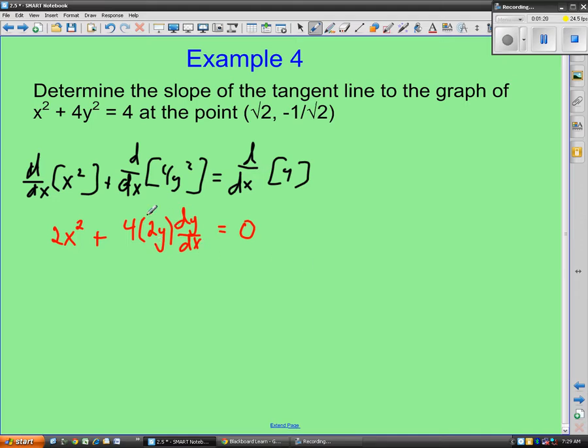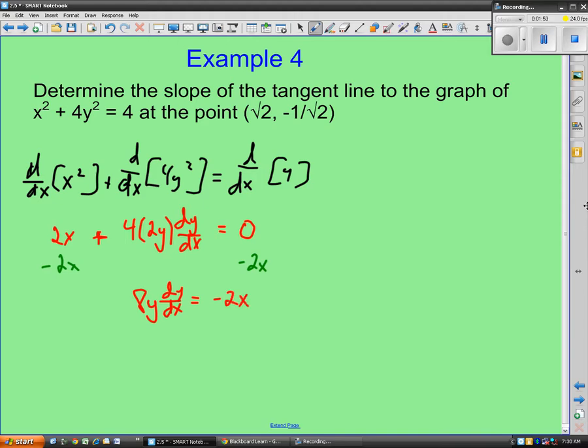So now we have to solve this equation for dy/dx, because that's what we're really asked to find, since they're asking for the slope of the tangent line. So I'm going to subtract my 2x across the equal sign. Oops, it should just be 2x, shouldn't it? Sorry. Subtract my 2x across the equal sign, and then I'm left with 8y dy/dx equals negative 2x.